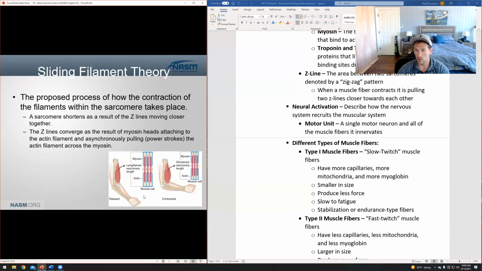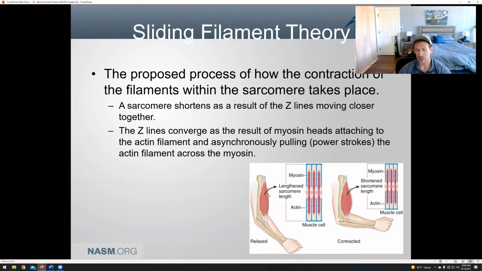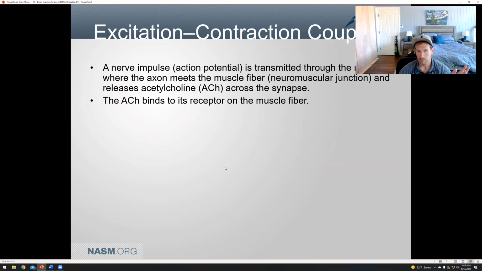So what happens when we are shortening those sarcomeres and lengthening them back to full length is this concept that we call the sliding filament model. And it's describing how our nervous system triggers our muscular system to contract all of those sarcomeres. And so the muscle is going to get shorter because the proteins, actin and myosin, are sliding across one another. It's literally kind of going like this and then relaxing back to full length. So that's the sliding filament theory or sliding filament model.